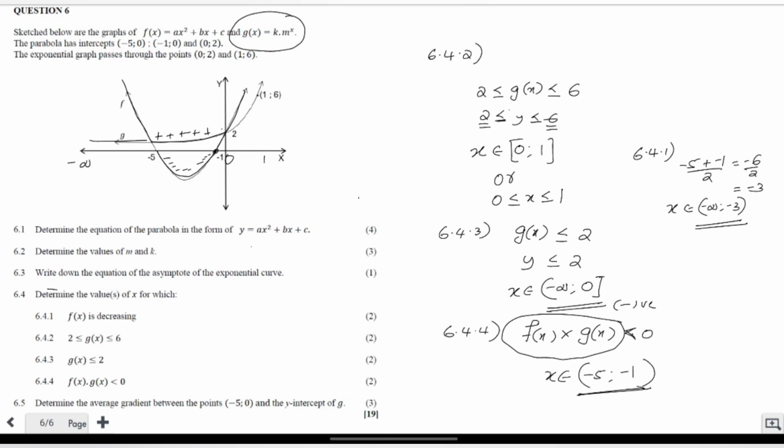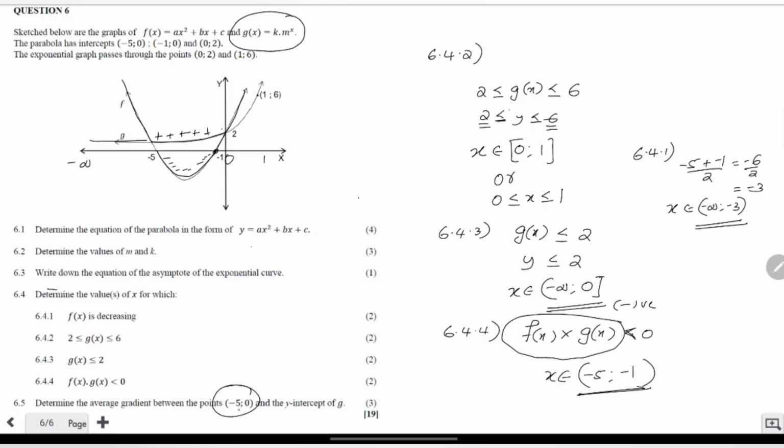Now the next question, that is the simplest question. Average gradient. Just use the gradient formula that you learned under analytical geometry or coordinate geometry. What is the gradient formula? y2 minus y1 over x2 minus x1. For that you need 2 points. Both of them are given.